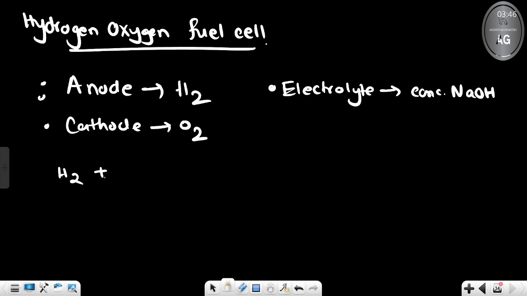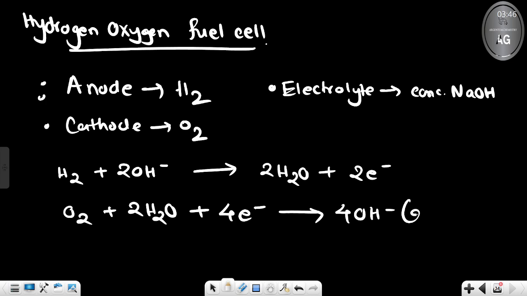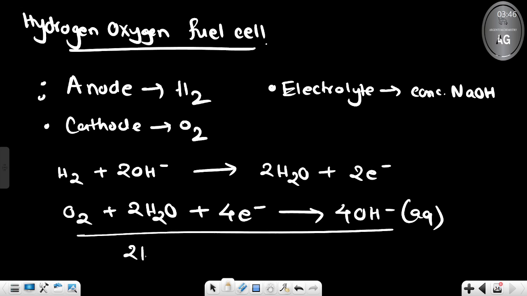So what is the reaction? H2 plus 2OH minus forms 2 water plus 2 electron will be released. Similarly, on the other side, oxygen will react with 2 water. Oxygen takes up 4 electron because each takes up 2. So this will form 4 OH minus in aqueous state. Multiplying by 2, the electrons can be cut off. So the major reaction that takes place is 2 hydrogen plus oxygen forms 2 water, liquid.